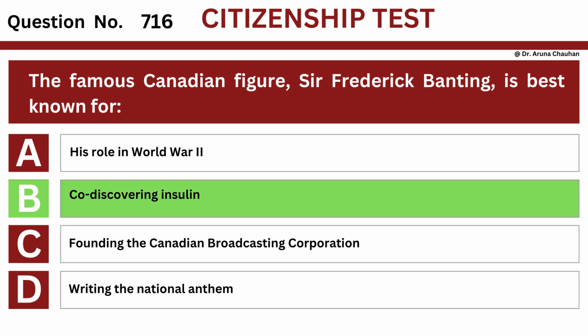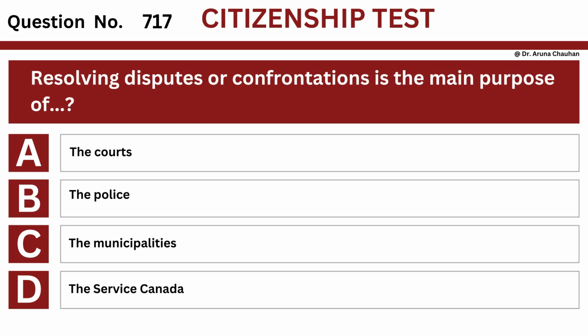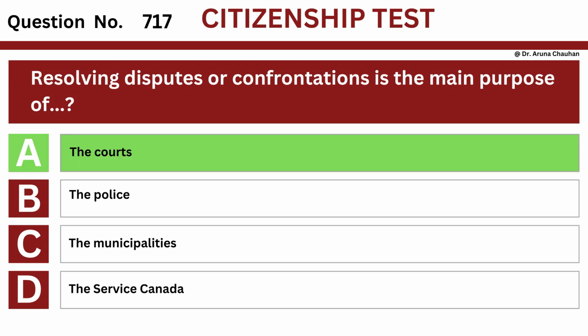The answer is option B, co-discovering insulin. Question number 717. Question: Resolving disputes or confrontations is the main purpose of option A, the courts. Option B, the police. Option C, the municipalities. Option D, the Service Canada. The answer is option A, the courts.